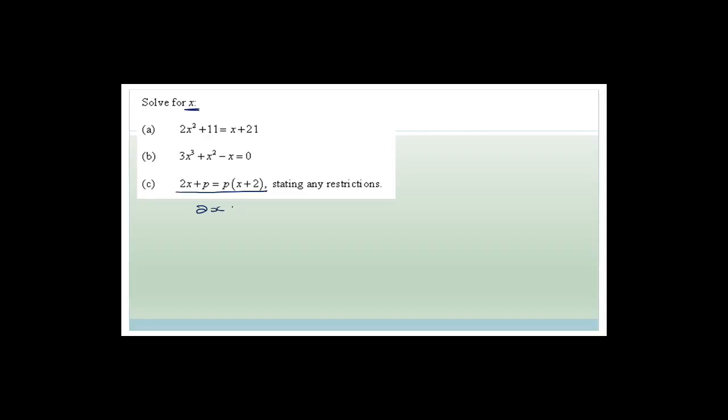So we've got 2x plus p is equal to px plus 2p. Now we get everything with the x onto one side and everything without an x onto the other side. So we've got 2x minus px is equal to 2p minus p. It's minus because I've taken it across. So do you agree we can take out a common factor of x and we're left with 2 minus p, over 2p minus p is what? It is just p. So therefore, do you agree that x equals p over 2 minus p?